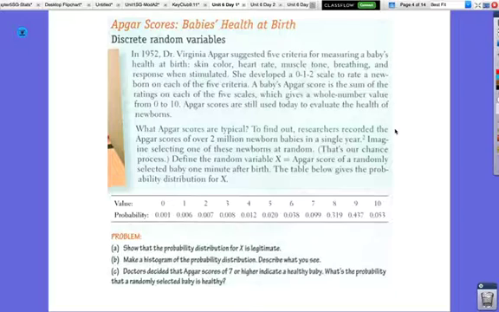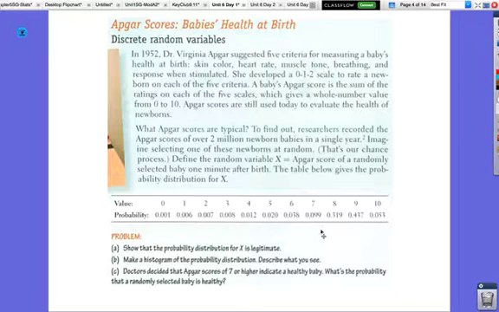What Apgar scores are typical? To find out, researchers recorded the Apgar scores of over 2 million newborn babies in a single year. Imagine selecting one of these newborns at random. That's our chance process. Define the random variable x equals Apgar score of a randomly selected baby 1 minute after birth. The table below gives the probability distribution for x. So we see in our table that we have our values, and they go from 0 to 10, and then the probabilities associated with each of those values.